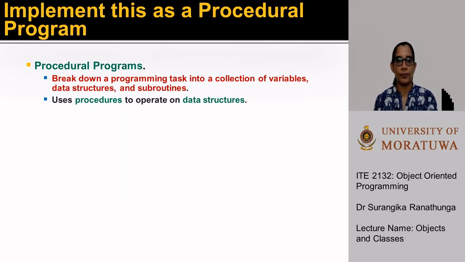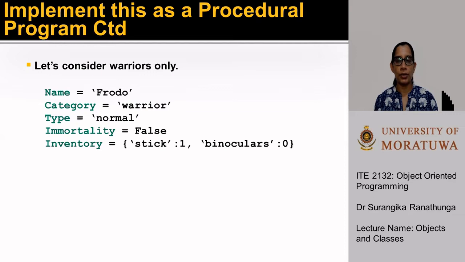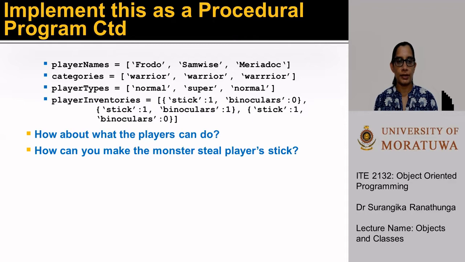Using a procedural program. A procedural program, as you might already know, breaks down a programming task into a collection of variables, data structures, and subroutines. It uses procedures or functions to operate on data structures. So here, to simulate this simple game, we have variables like name and category, and we have data structures such as the inventory, which has the hash map of inventory items of a warrior. And we can have further data structures such as the list of players and the categories likewise.